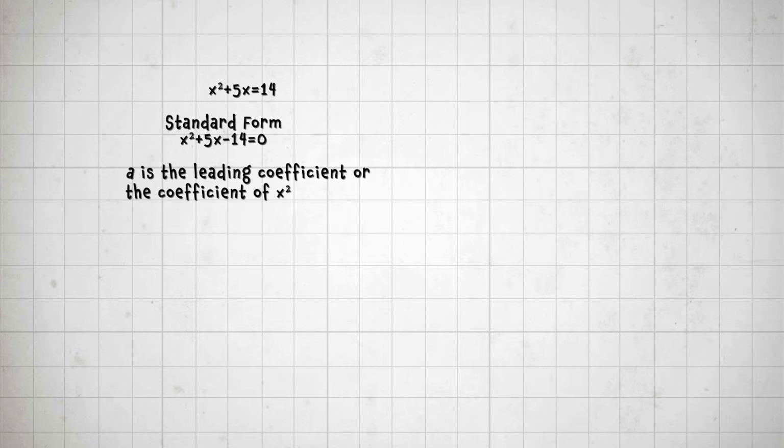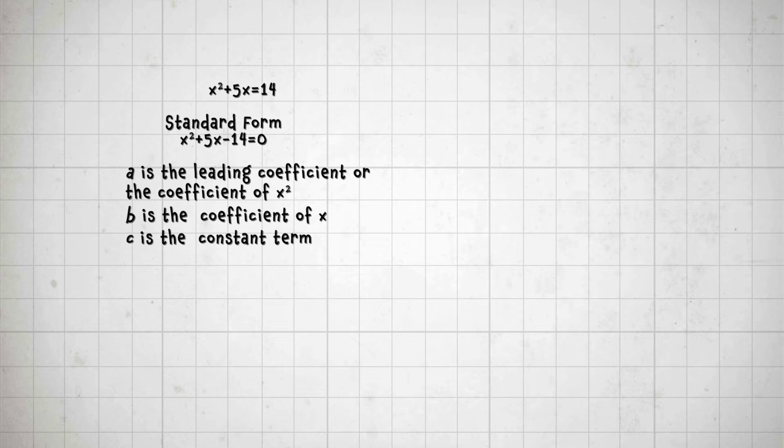Here is our first example. x squared plus 5x equals 14. First, we have to write it in standard form. Second, we identify the values of a, b, and c. A, remember, is the leading coefficient or the coefficient of x squared. B is the coefficient of x, and c is the constant term. In the example, a is 1, b is 5, and c is negative 14.